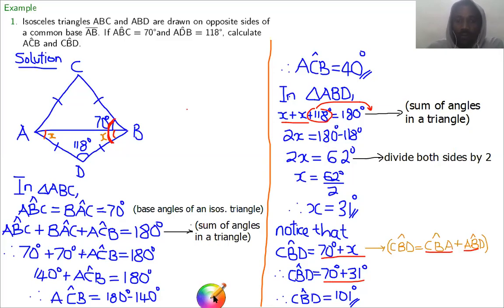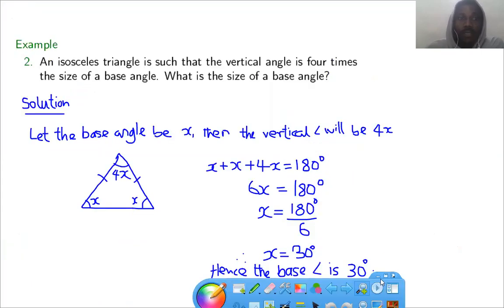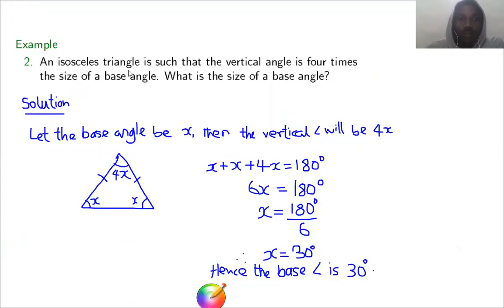Okay, example 2. Now this says, an isosceles triangle is such that the vertical angle is 4 times the size of a base angle. What is the size of a base angle? So I start the solution by saying, let the base angle be X, then the vertical angle will be 4X, of course, since we're told that the vertical angle is 4 times the size of the base angle. So if the base angle is X, the vertical angle will be 4 times X. And here's a sketch of the problem.